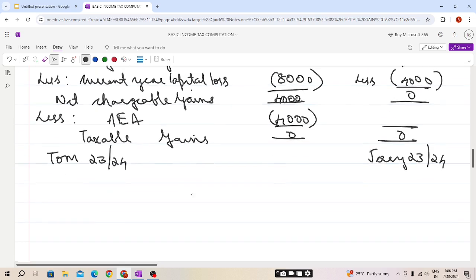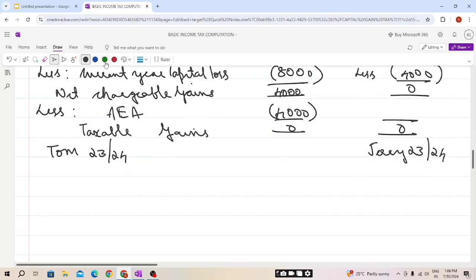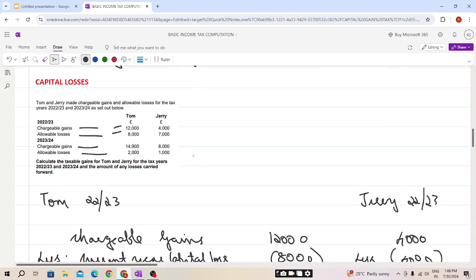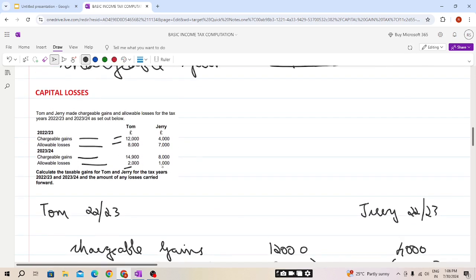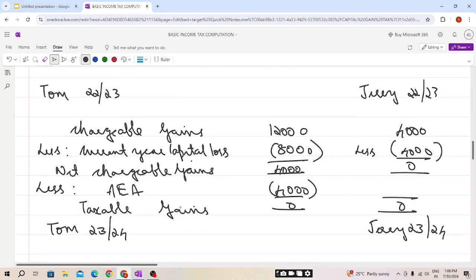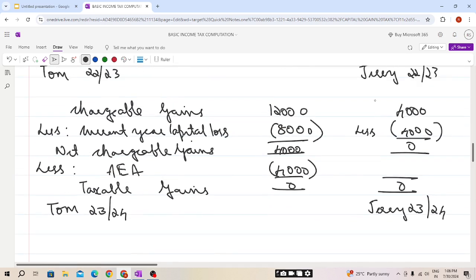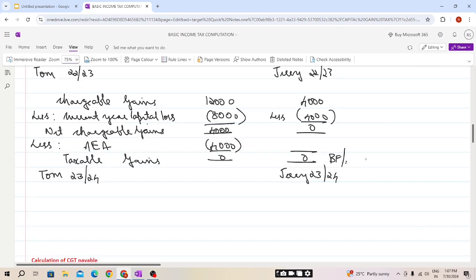So now students, in the case of Tom for 2023-24, it is already mentioned that the chargeable gains is 14,900, 2,000, 8,000. In the case of Jerry, the brought forward loss will be a brought forward loss of 3,000. Brought forward loss of 3,000, students. So now chargeable gains, students, same.